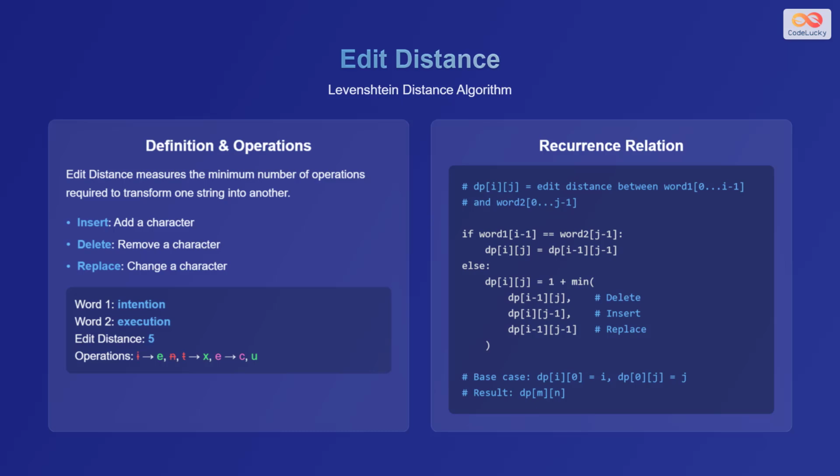Otherwise, the dynamic programming of i and j is equal to 1, plus the minimum of dynamic programming of i minus 1 and j, which represents the delete operation, dynamic programming of i and j minus 1, which represents the insert operation, and dynamic programming of i minus 1 and j minus 1, which represents the replace operation. The base cases are the dynamic programming of i and 0 is equal to i, and dynamic programming of 0 and j is equal to j. The final result is dynamic programming of m and n.